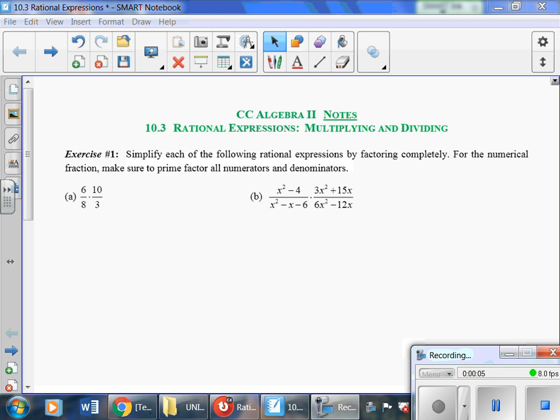Today's lesson is 10.3, Rational Expressions, Multiplying and Dividing. So just like we did in yesterday's lesson in 10.2, where we talked about simplifying rational expressions without multiplying, this is just the same process, just a little bit longer.